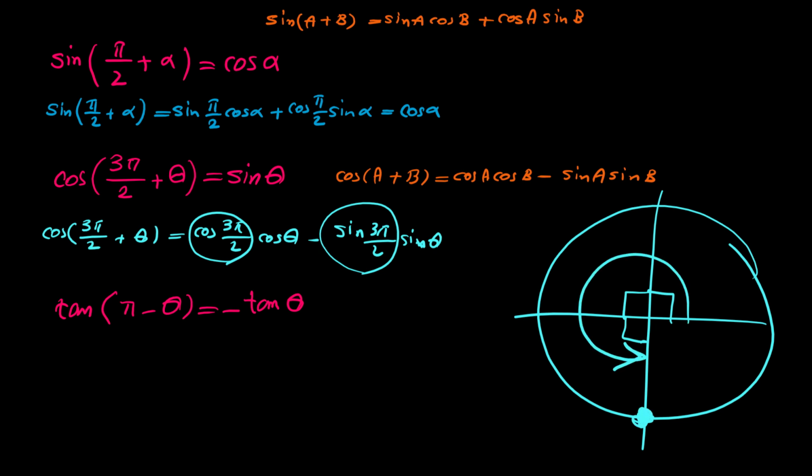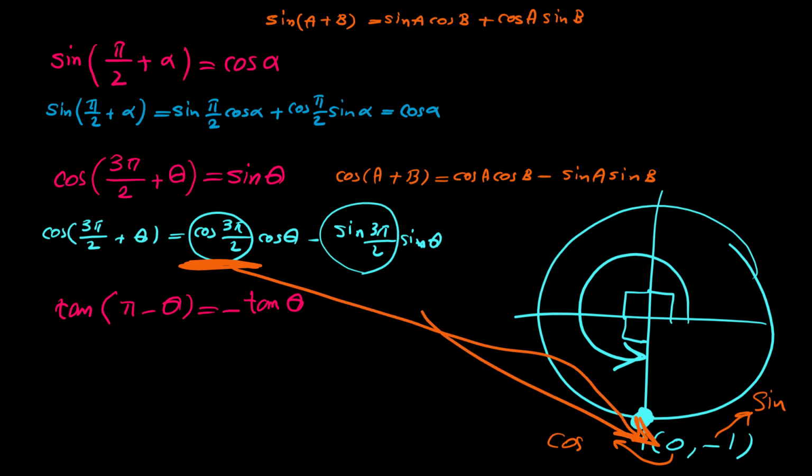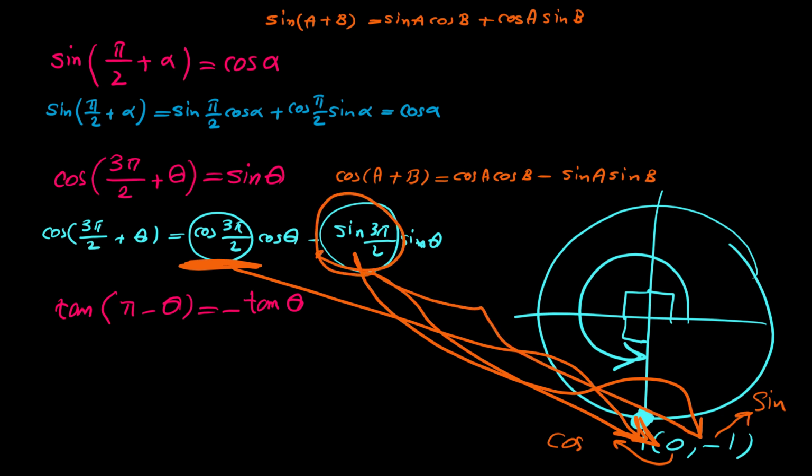What is coordinate of this point? The x value is 0, the y value is -1. So the coordinate of this point is 0, -1. And remember, the x value shows the cosine, the y value shows the sine. So based on this, what is cosine of 3 pi over 2? Cosine of 3 pi over 2 is 0. But sine of 3 pi over 2 is -1. And -1 times this negative here would be +1.